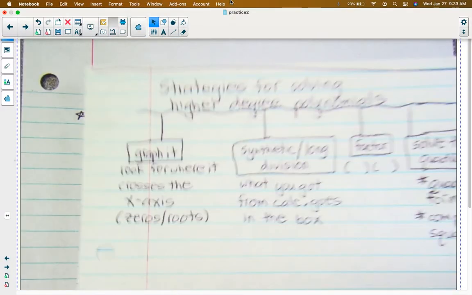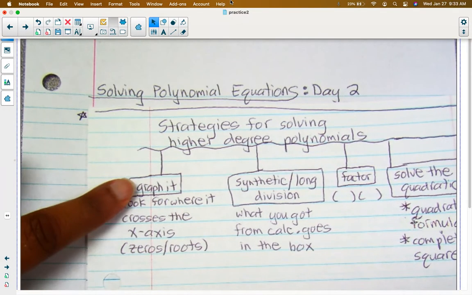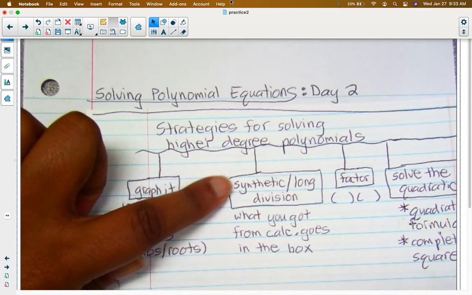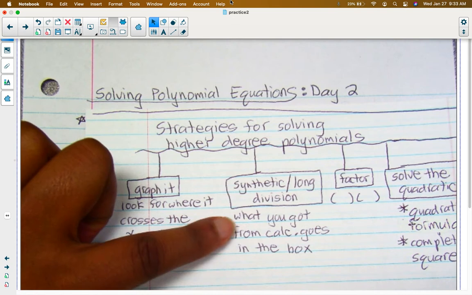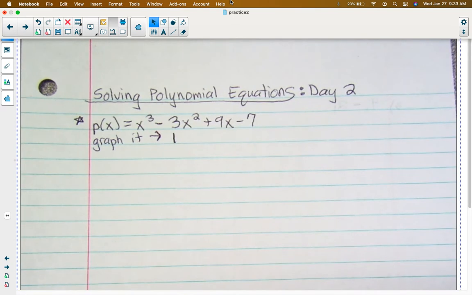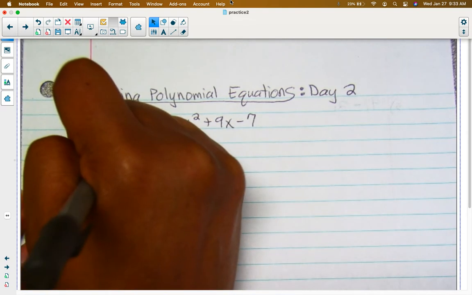Now, let's see what the next thing it tells us to try. After we graph it, it says do synthetic or long division. I highly encourage you to do synthetic division. What we get from the calculator goes in the box. All right? So if I got 1 from the calculator, that's going to go in the box when I do synthetic division. So 1 is going to go in the box.